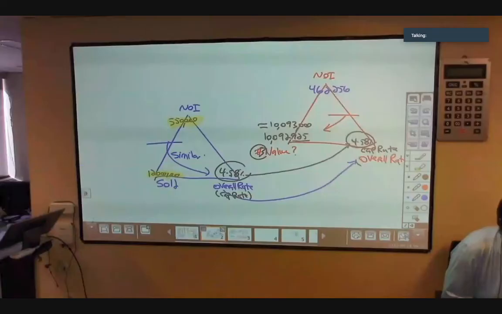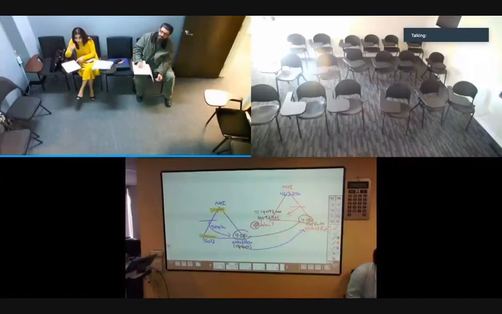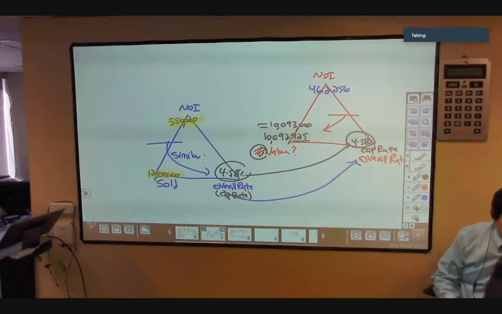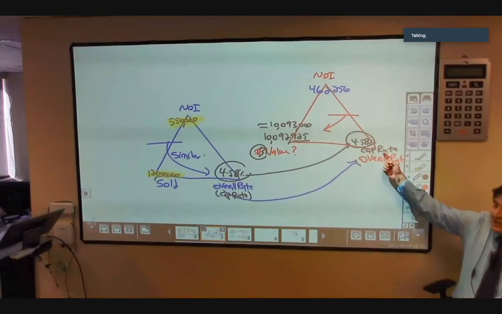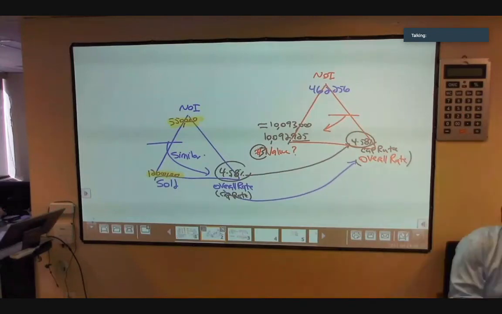Yes. What's your question, Brampton? Same cap rate, overall rate, tomato, tomato, same thing. It doesn't matter. So that's why I put both. They call it cap rate or capitalization rate, overall rate. Rate of return on your investment.